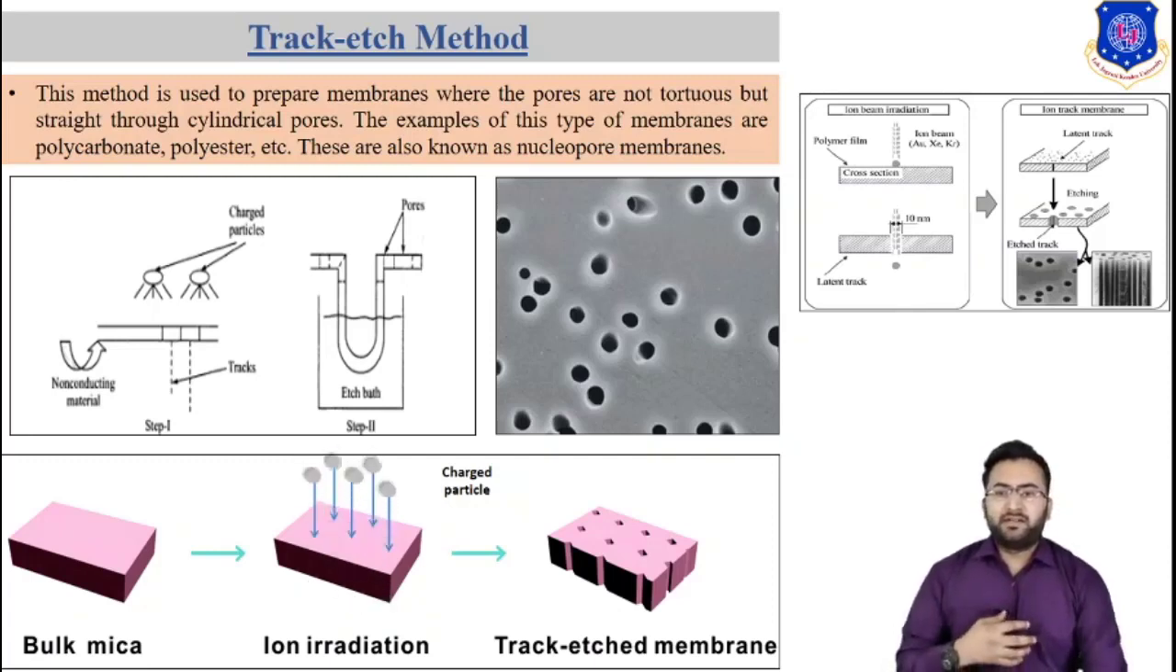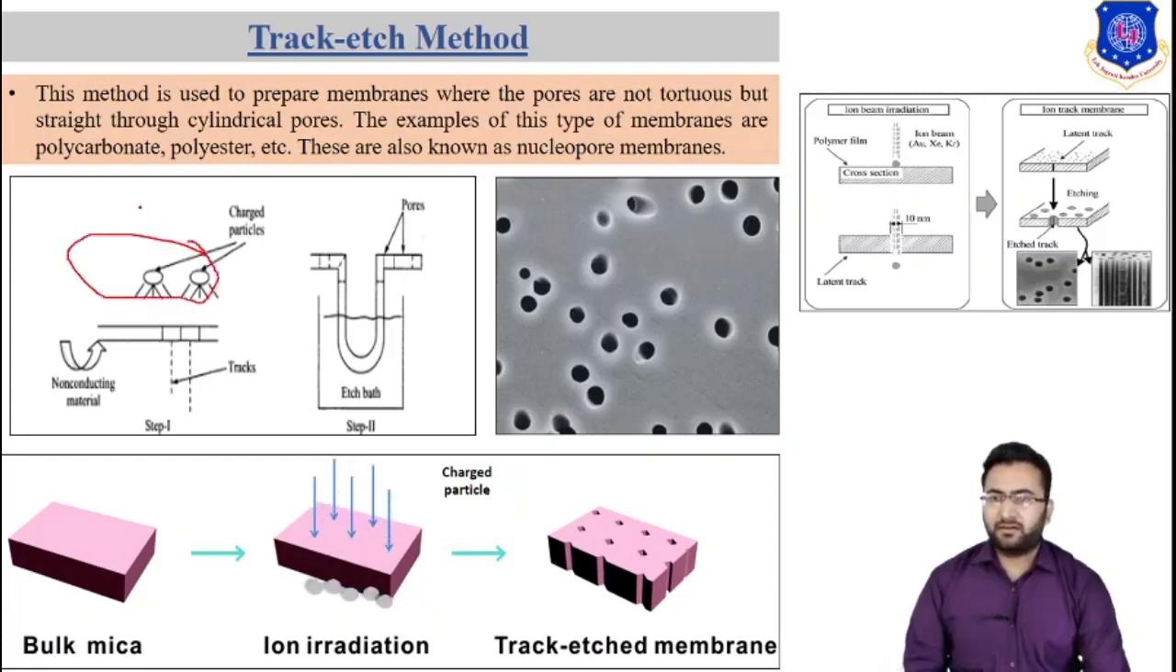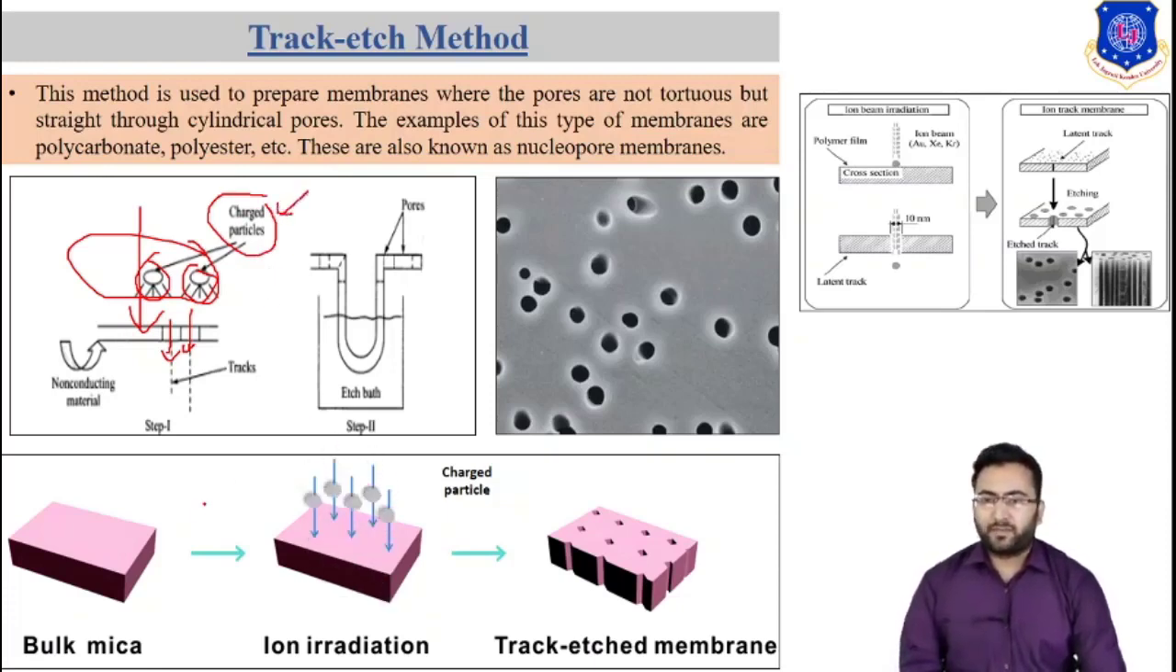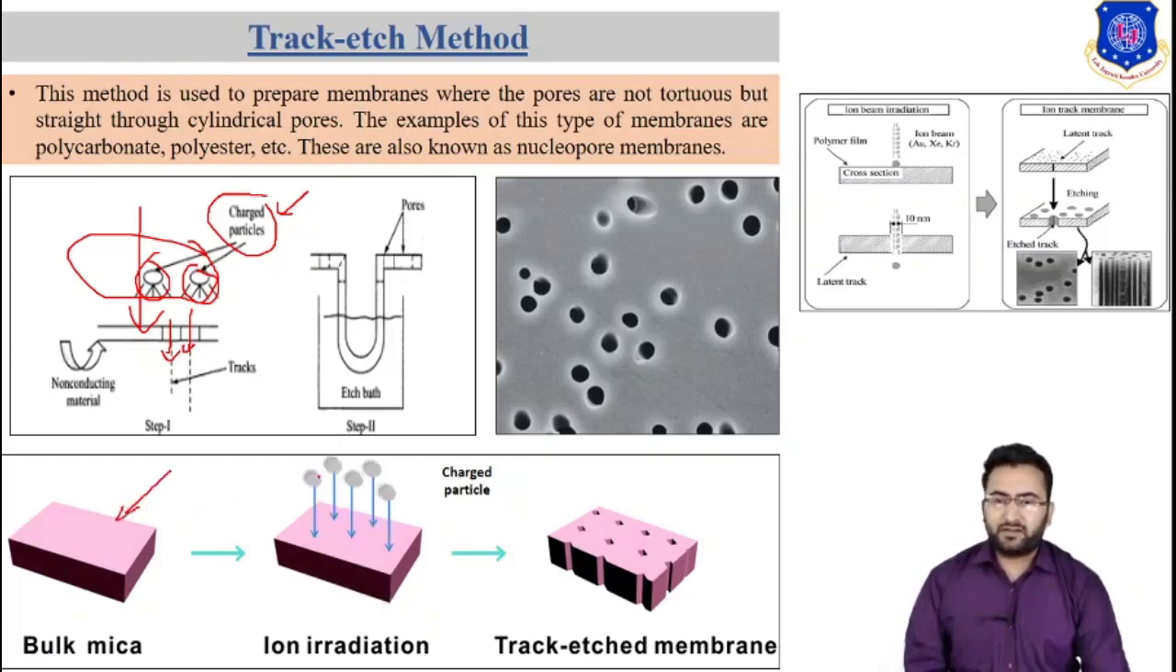This has been described in this figure. So step 1, where the charged particles strike this membrane. After the striking of these charged particles, they leave pores in the membrane, and we can get cylindrical pores throughout the membrane. The pore size of the membrane is regulated by the charging of these particles. So this is one film where the charged particles are used to strike it, and it leaves behind uniform pores throughout the membrane.